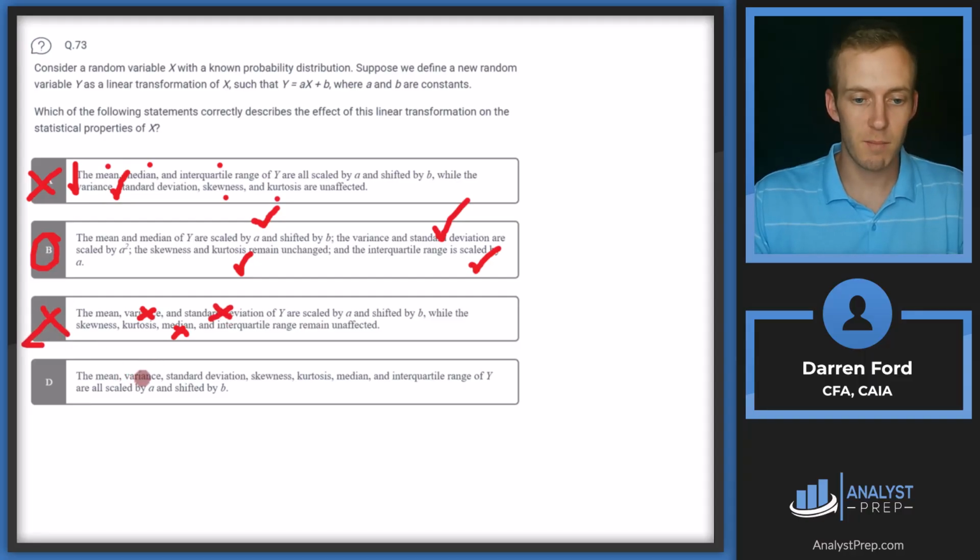And then for D, the mean, variance, standard deviation, skewness, kurtosis, median, and interquartile range of Y are all scaled by A and shifted by B. As we've established earlier, that's not going to be true. So we'll stick with answer B.